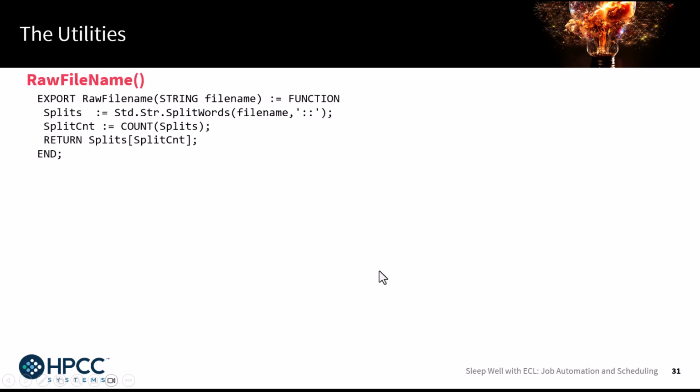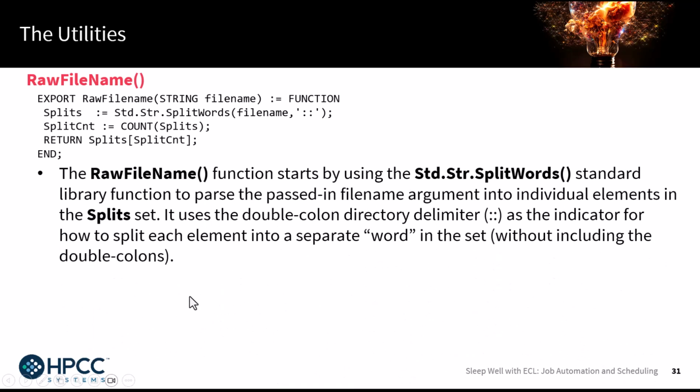So the first one, raw file name, here is the function embedded inside of the module. You see it's taking advantage of the split words and then a count and then returning the reference to the particular split based on the number of words in the count function. So it starts by using the split word standard library function to parse the passed-in file name argument into the individual elements in the splits set.